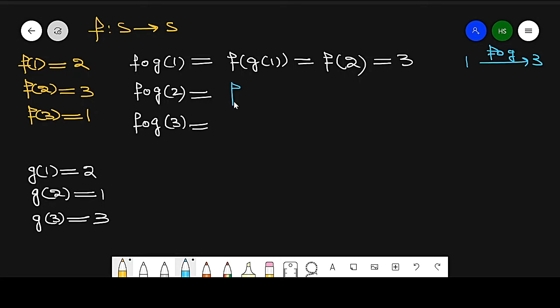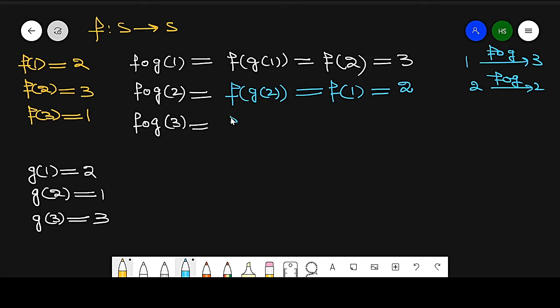Similarly, F of G of 2. What is G of 2? It is 1. So it is F of 1, and F of 1 is 2. So 2 goes to 2. So it acts as identity. So remember that 2 goes to 2.